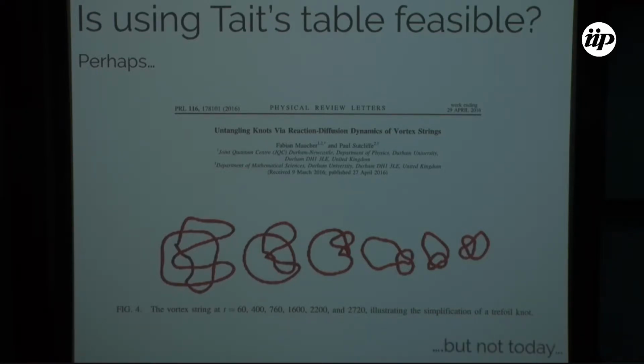a feasible way to look for Tait's tables of knots in either experimental or numerical data of quantum turbulence, or any other turbulence where you can really track some quantity, some one-dimensional space curve in three-dimensional space, very accurately. Okay, that's not what we'll do today.